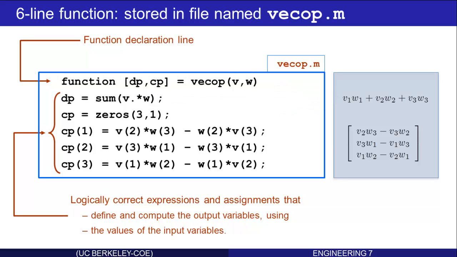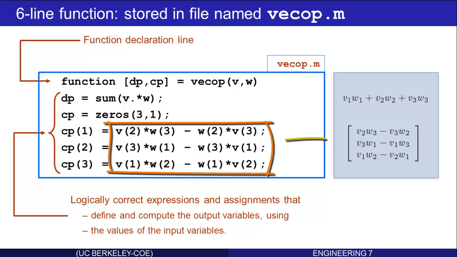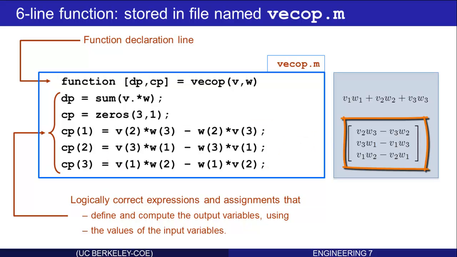For the cross product, it starts by initializing the cross product to be a vector of zeros of the correct dimension, and then simply 3 assignment statements that assign the correct values to the elements of CP in terms of the elements of V and W via the formula for cross product. Let's try this out in Matlab.